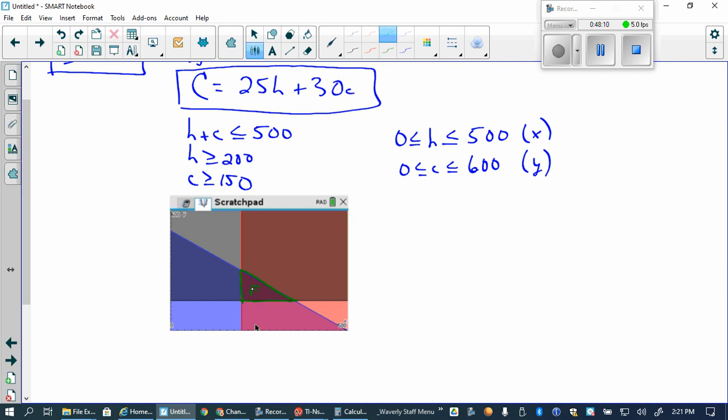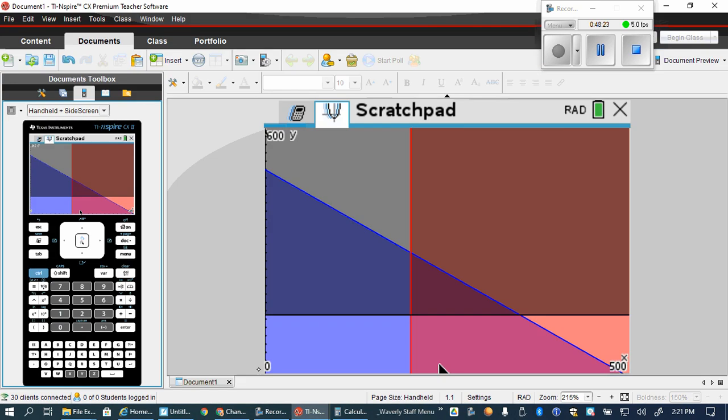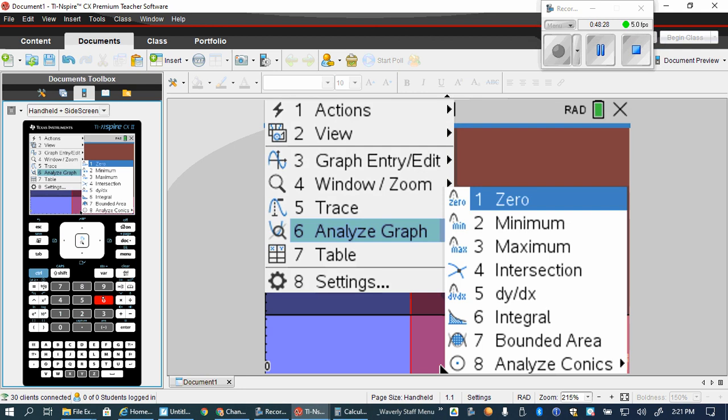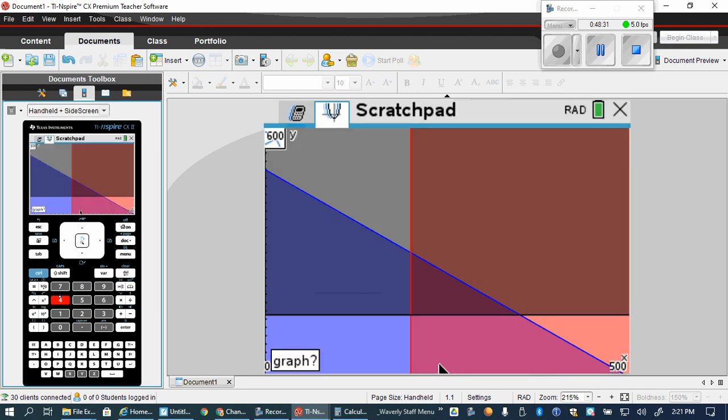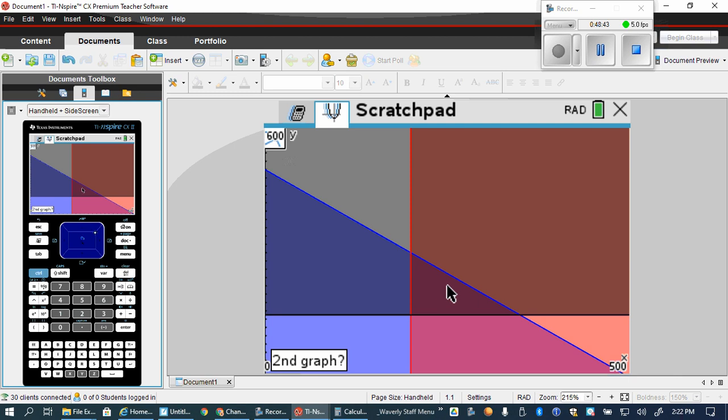So let's find these three vertices here, okay? And I think we could just do a bunch of intersections here, couldn't we? Right, so let's go back to our calculator. So menu, analyze graph, intersection. And we have to figure out what graph we're on here. How do I do that? Up and down? Just click the graph. Oh, okay. So let's do that guy and that guy.